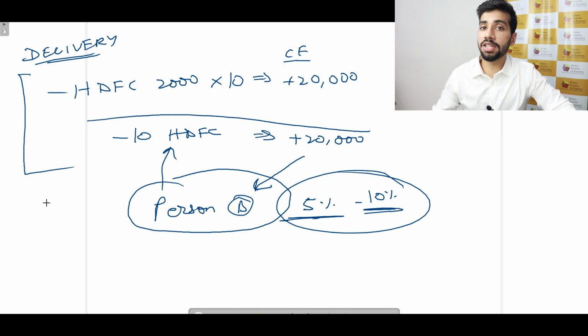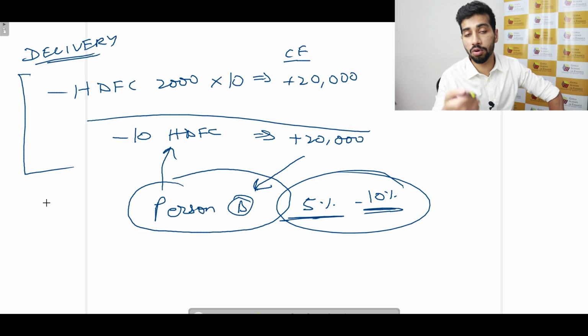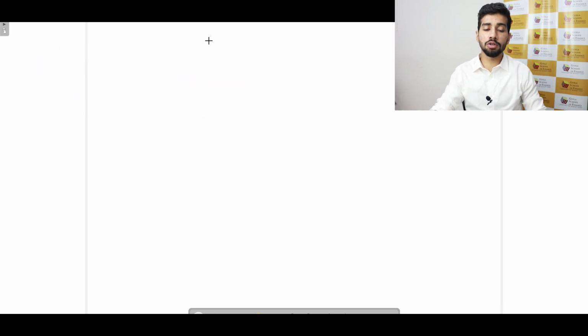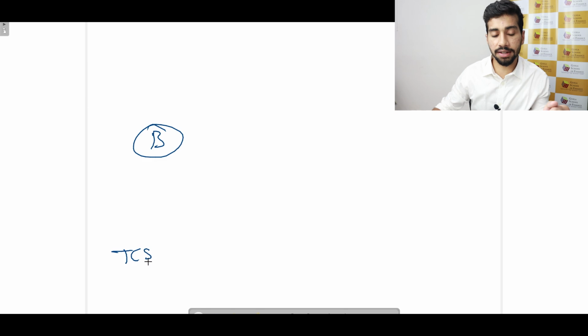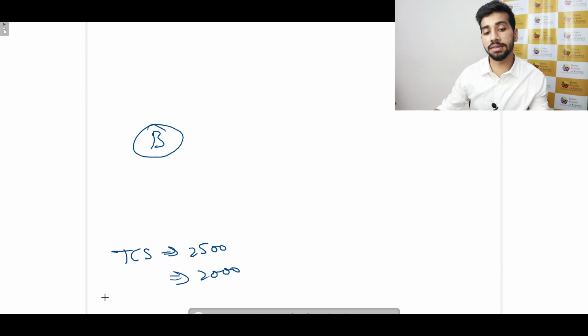So the question comes up that if you want to sell a share or maybe short sell for more than 1 day, what are the options? First I will go through it theoretically. So if a person B wants to, let's say, sell TCS, Tata Consultancy Services, which is trading at 2500, and he's assuming that this TCS would go down to about 2000 rupees in a month.